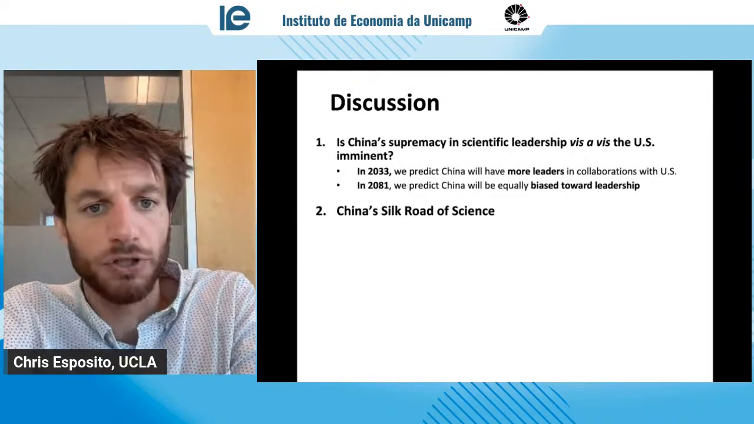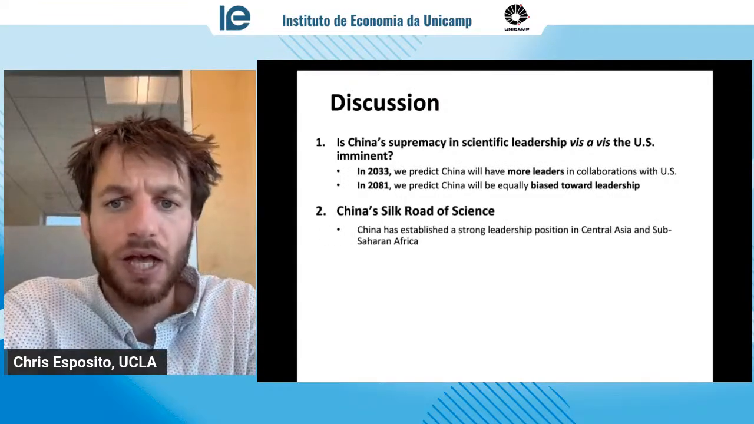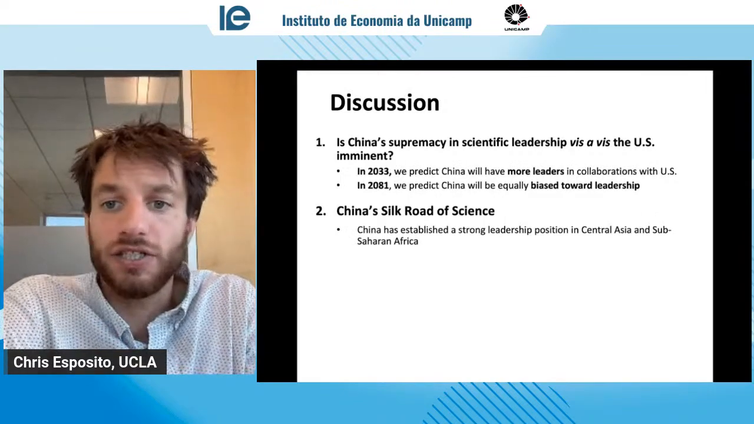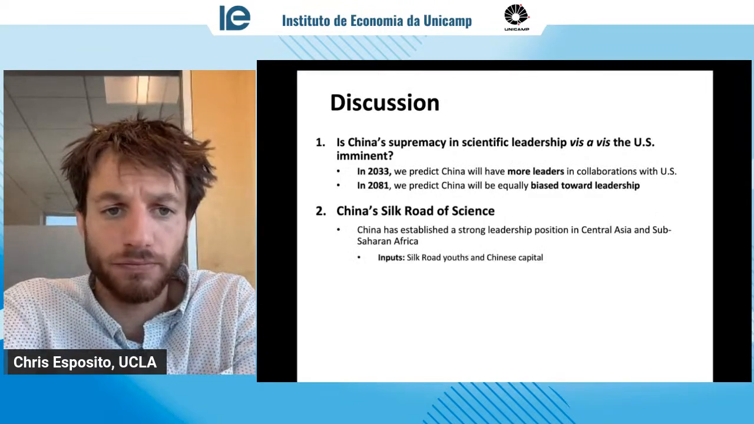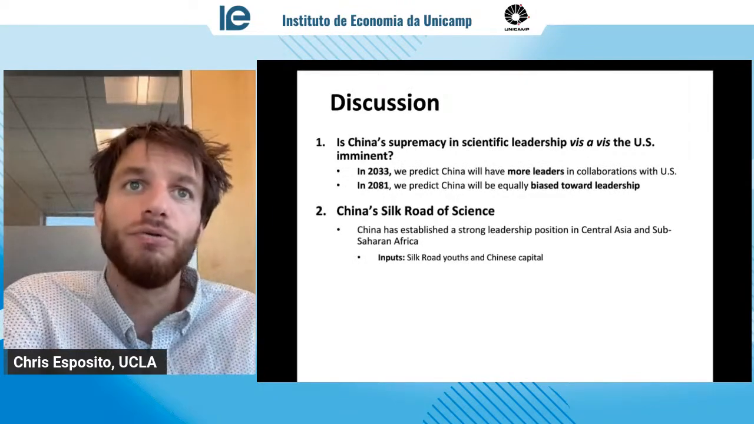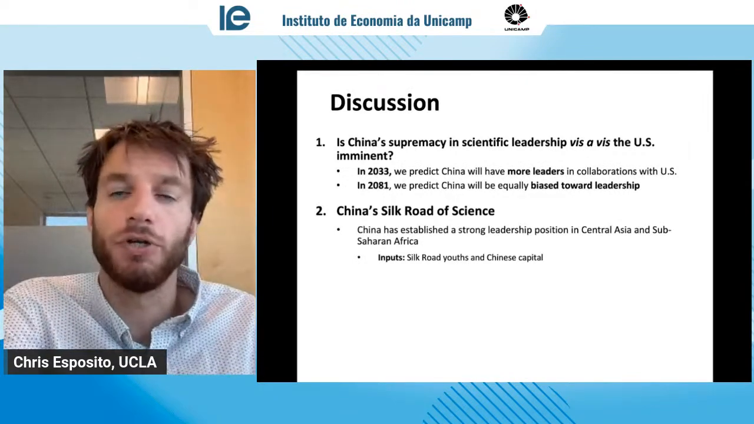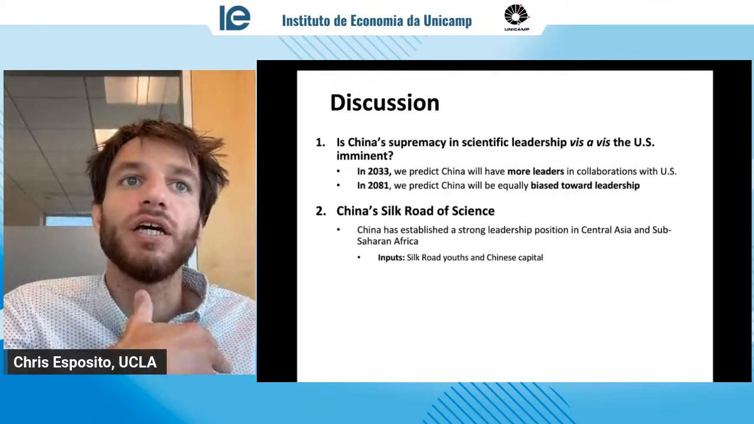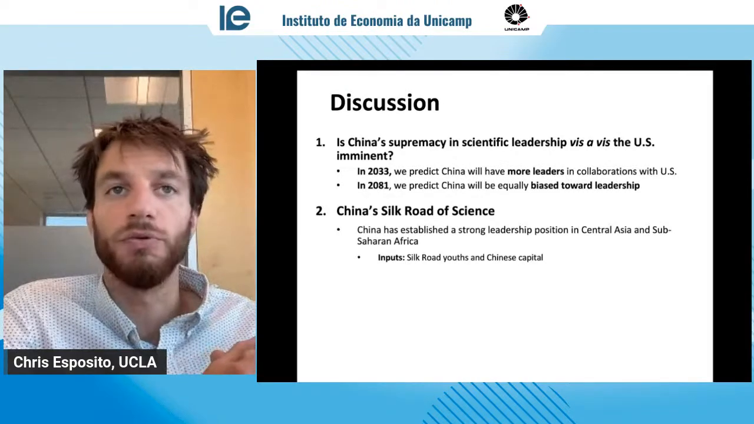And that's something they were able to do with their Silk Road of Science. Basically, they've established a strong leadership position already in Central Asia and Sub-Saharan Africa. They've done this really by training Silk Road youths, right? So they're using young people from the Silk Road that they're training at their universities, and they're basically mixing labor, if you will, from the Silk Road with Chinese capital.